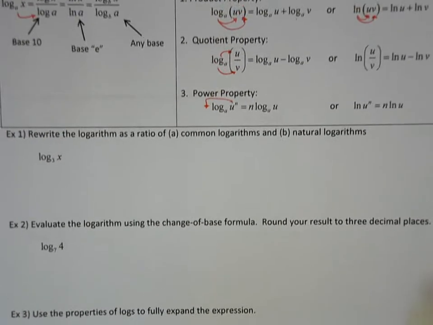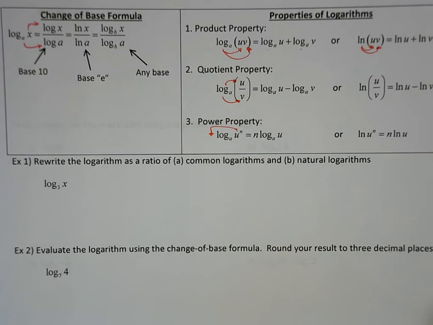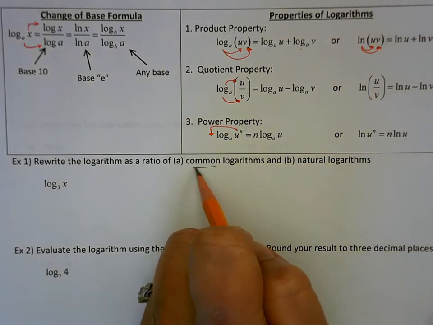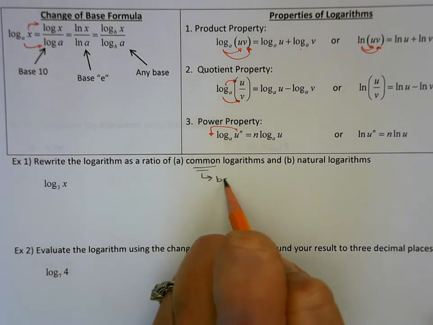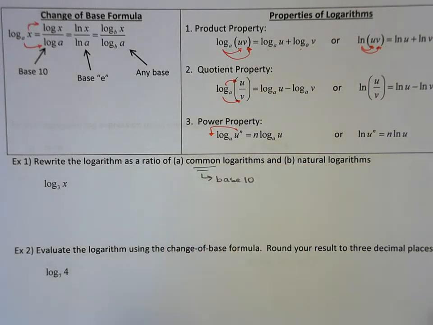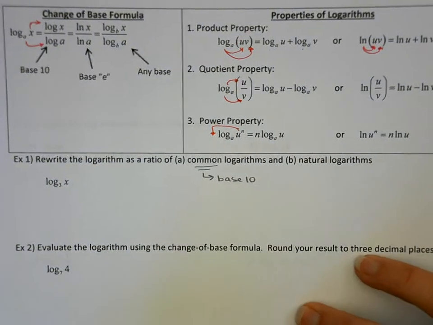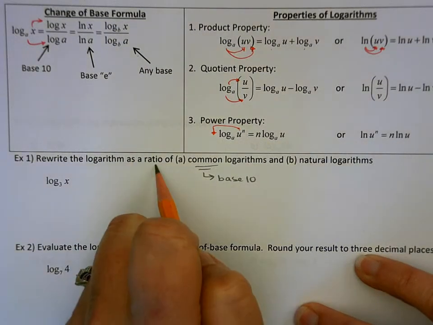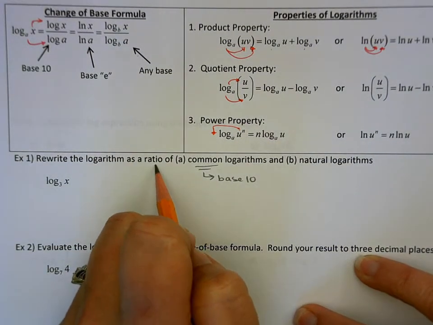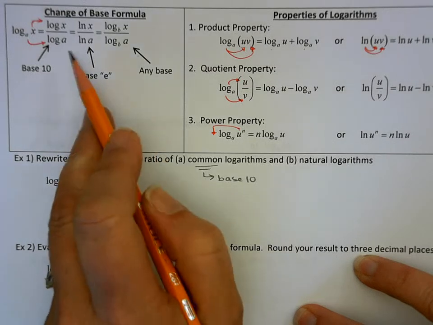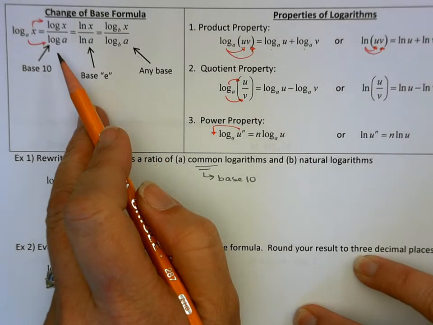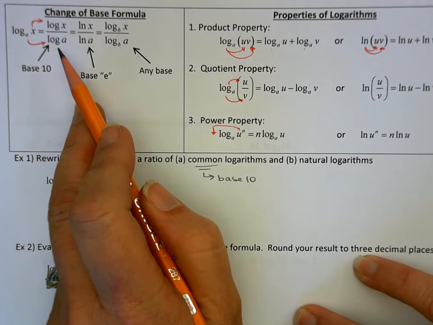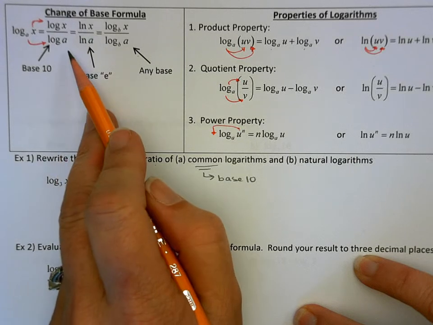For this one here, we want to rewrite the log as a ratio of, first, a common log. So let's go ahead and do that. Remember, a common log just means we want to use base 10. A ratio means we want to write it as a fraction, so what they're asking you to do is use the change of base formula. And so we're writing it as a common log, so we're going to rewrite it as this ratio.